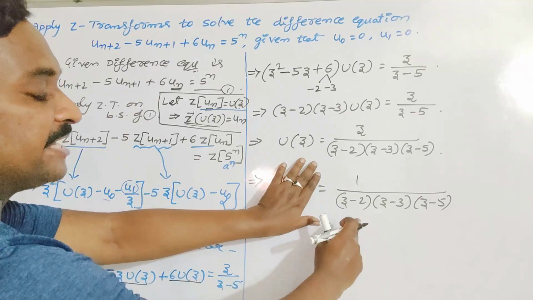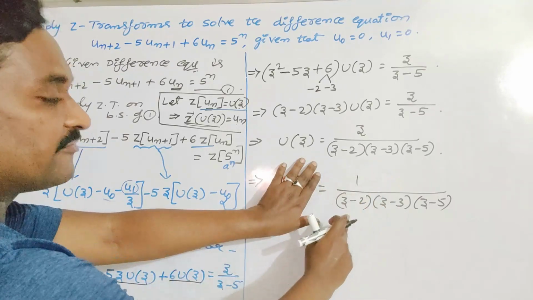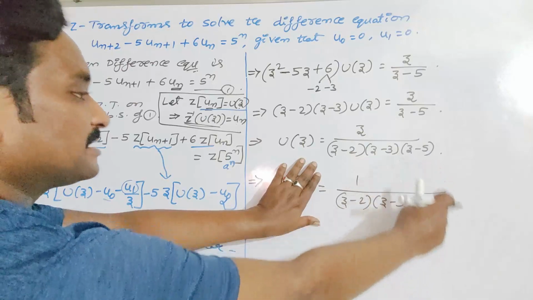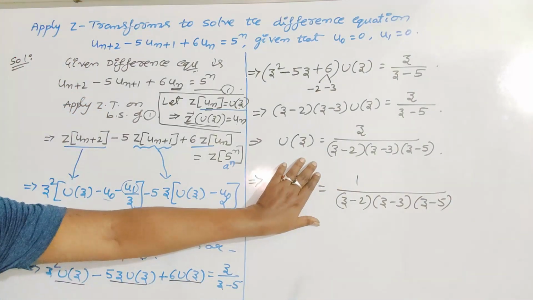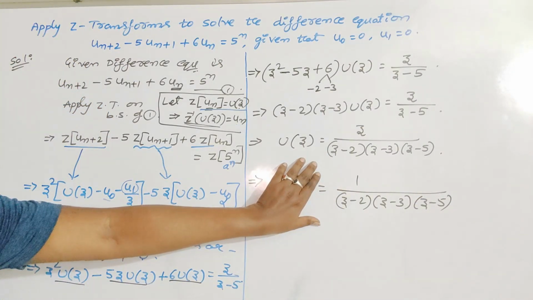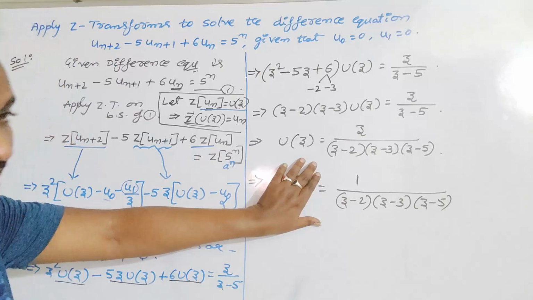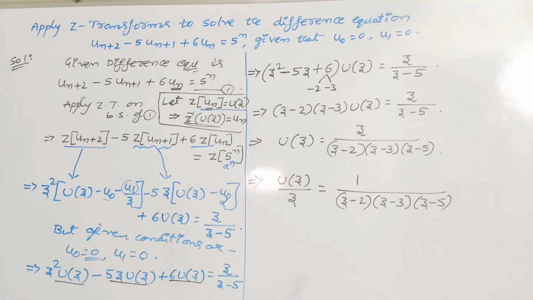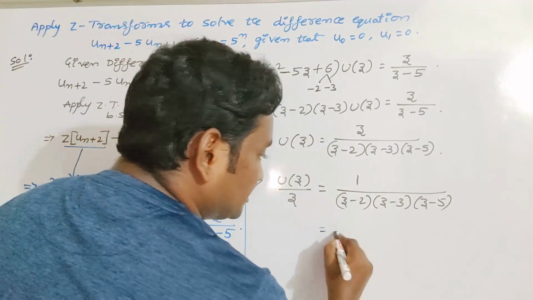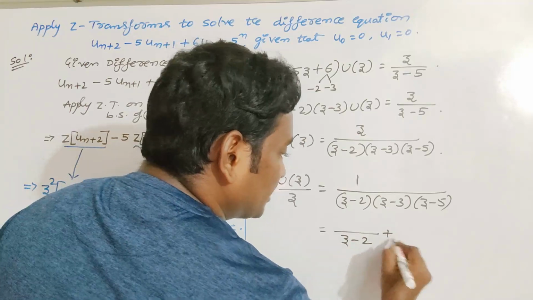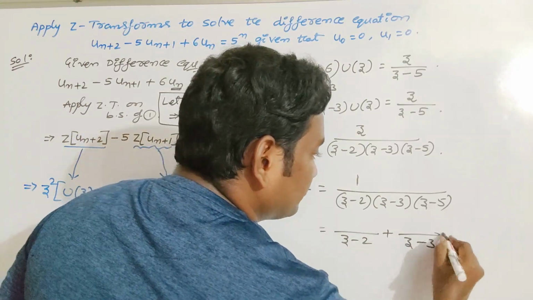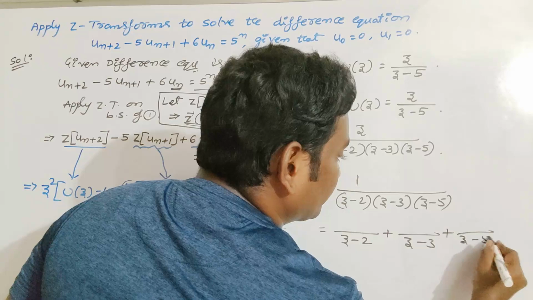That's why I will take the partial fractions as A by first factor plus B by second factor plus C by third factor. So to get the A, B, C values, we have to take the LCM and equate the numerator to 1. So surely we will get the A, B, C values. But I am not using that old method. See here, Z minus 2 plus something by Z minus 3 plus something by Z minus 5.